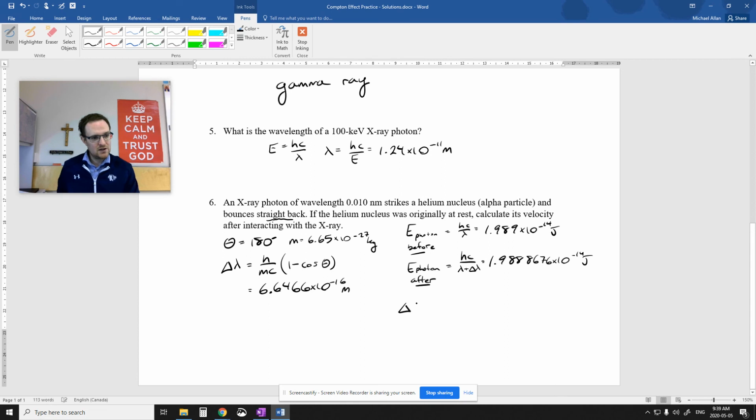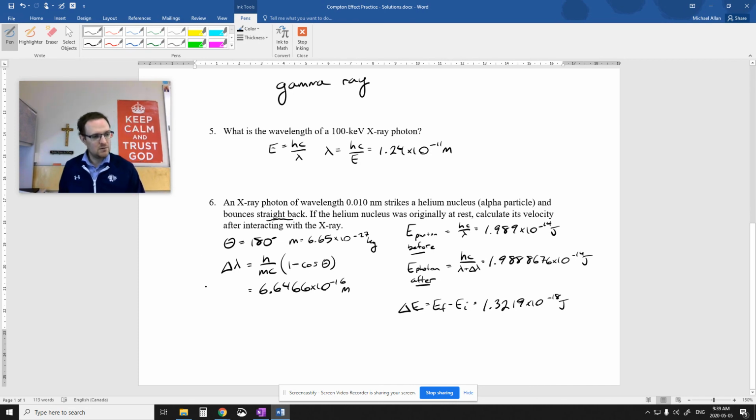Okay. So the change in the energy is just going to be the final minus the initial. So I'm going to subtract those two numbers there. 1.898 e to the negative 14 minus this number. And what I'm going to get is 1.3. I'm not too concerned about the negative in this situation. 1.3219 times 10 to the negative 18 joules. So my photon loses that much energy.